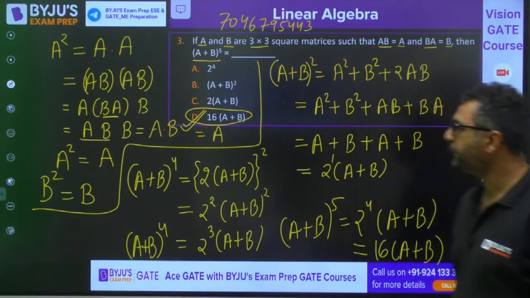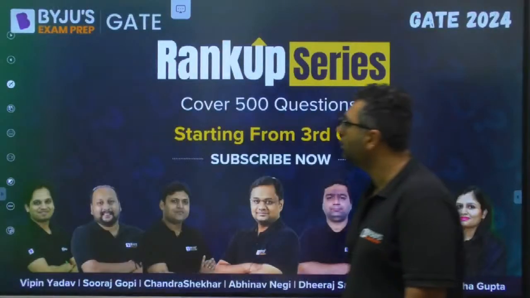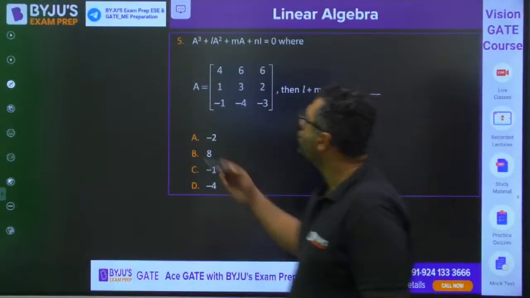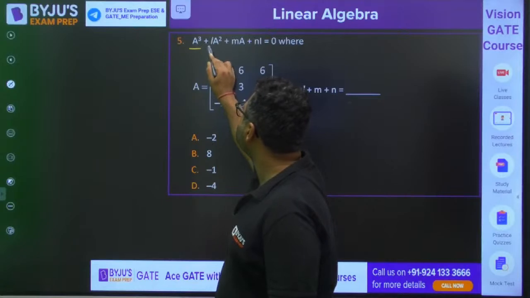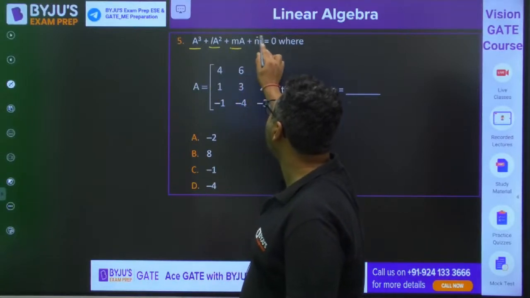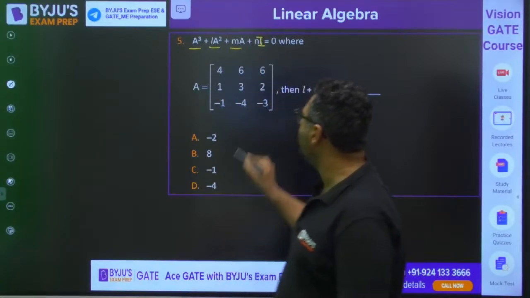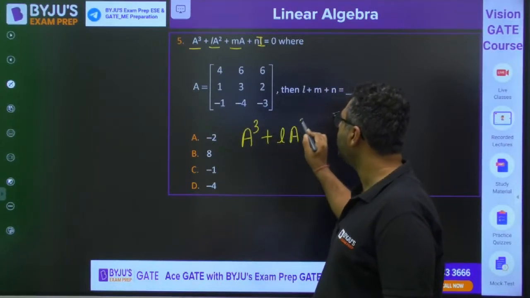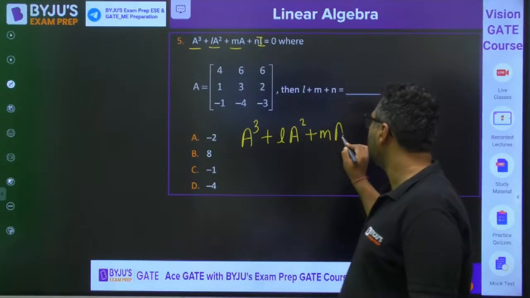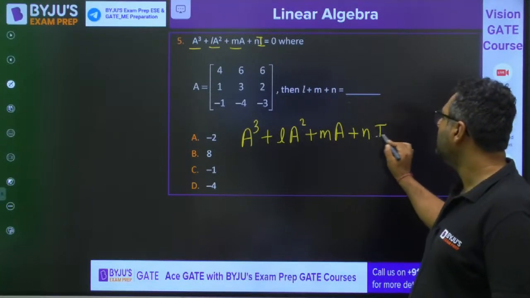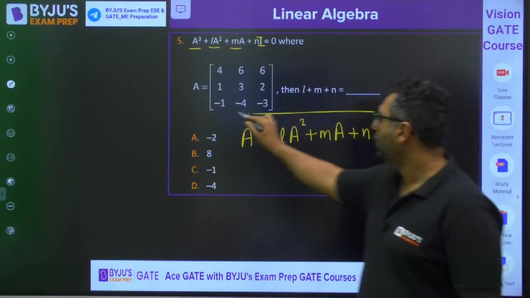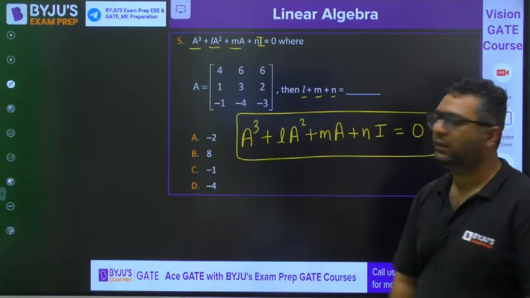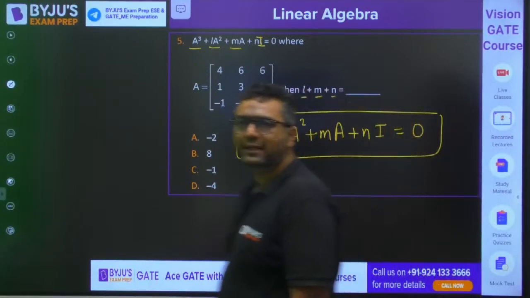Moving further. Question number 4. Before that, you know that rank up is going on. This question: A cube plus LA square plus MA plus NI, where I is the identity matrix. I am writing it again. A cube plus LA square plus MA plus NI is equal to 0, where A is defined as this. Find L plus M plus N. Options are available for you guys.